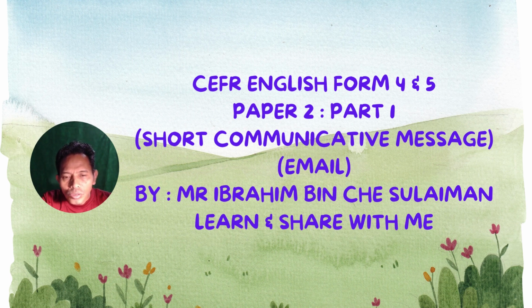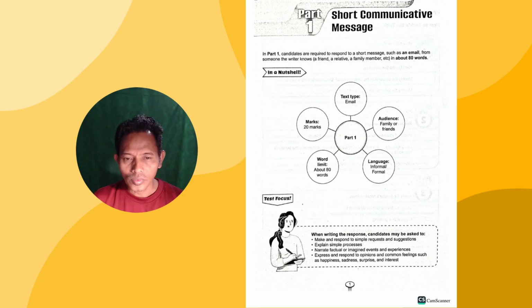This time I will share about English Form 4 and 5 for Paper 2 Part 1. That is the short communicative message, email. In Part 1 of SPM Paper 2, students or candidates are required to respond to a short message, such as an email, from someone the writer knows, for example a friend, a relative, a family member, and so on, in about 80 words.